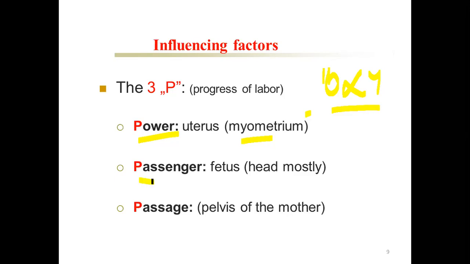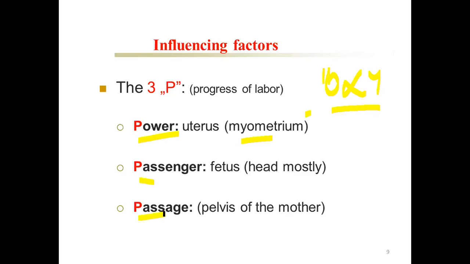So the next parameter, or the next P, is the passenger. How was the presentation of the passenger, that is the fetus? With the normal presentation, we call it the vertex presentation. That means when the head of the fetus comes first, that is the normal presentation.